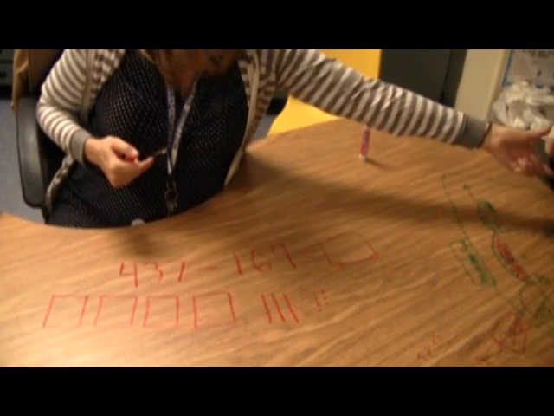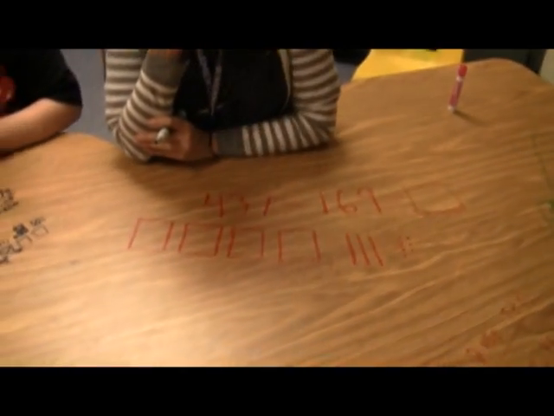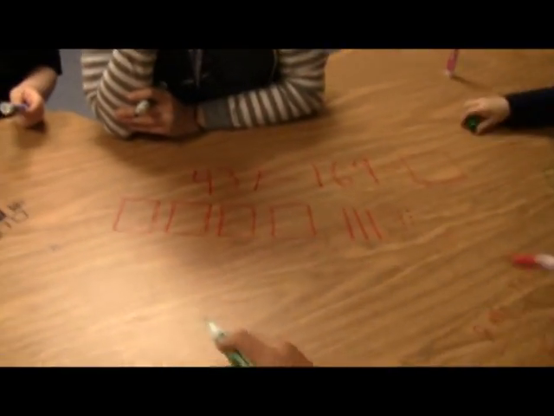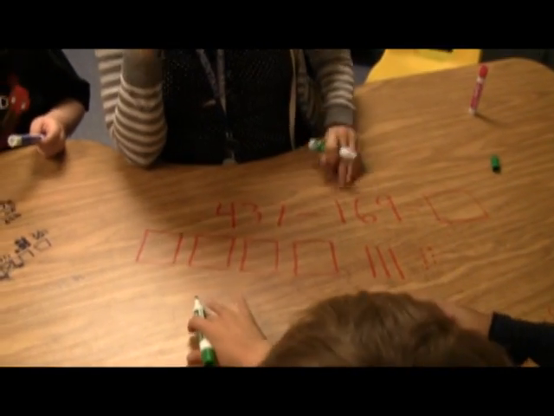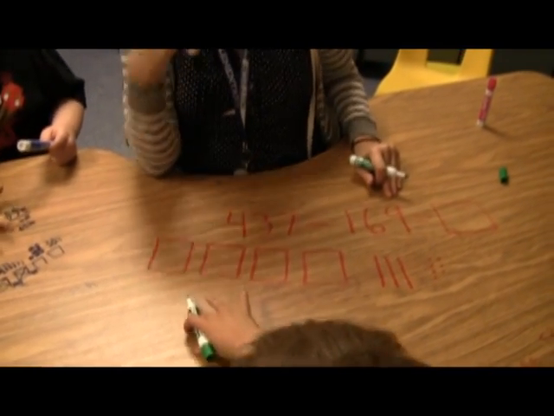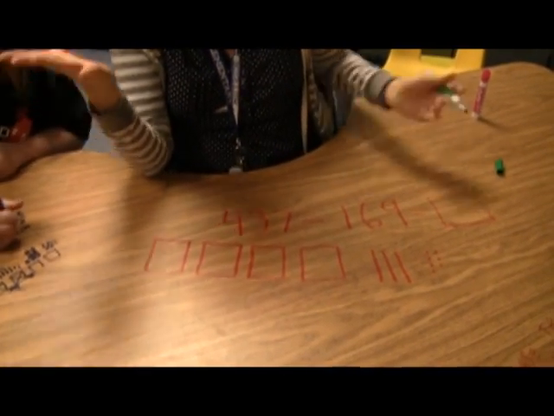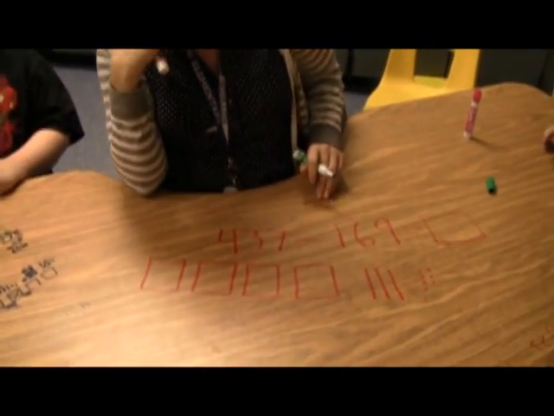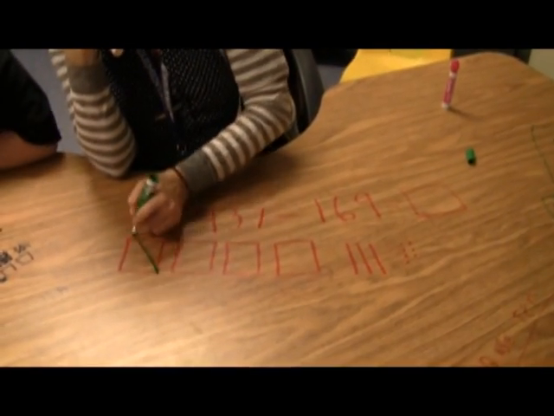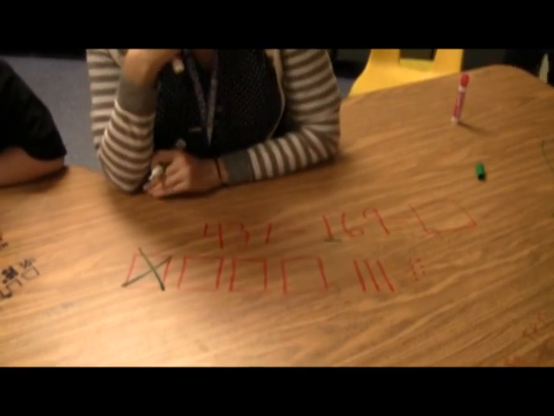So now what am I going to do? Now you have to subtract 3. I'm taking away 169. Do I have to start with the hundreds? No, I can start with whatever I want. Well, you said cross out 100. Yeah. All right, so we have that taken care of.